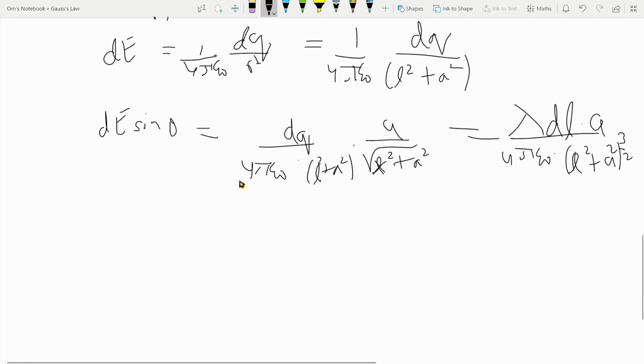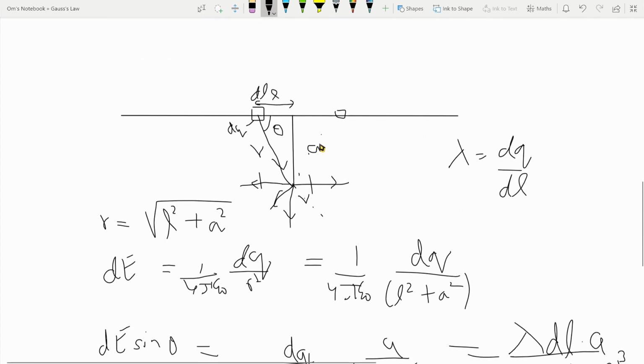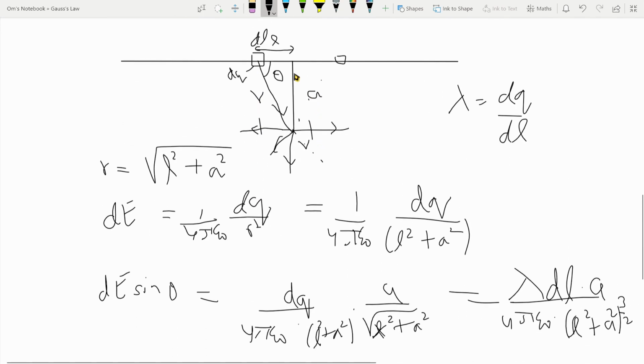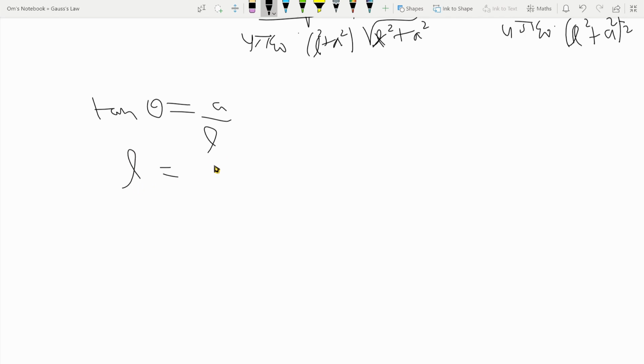Luckily for us, we don't need to go very far for our trigonometric substitution. All we need to do is observe the figure in front of us. Over here, we can see that tan theta is equal to A by L, right? So let me just write that. Tan theta is equal to A by L, so L is equal to A cot theta.